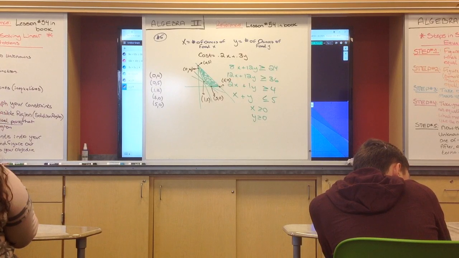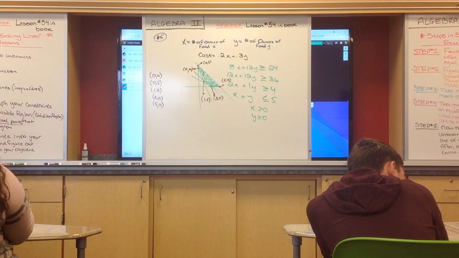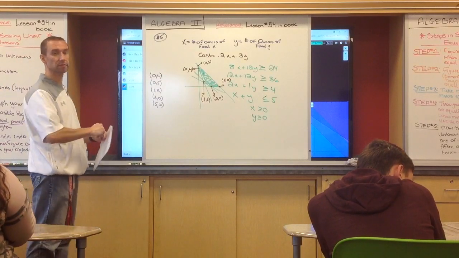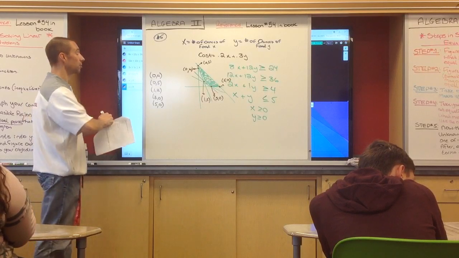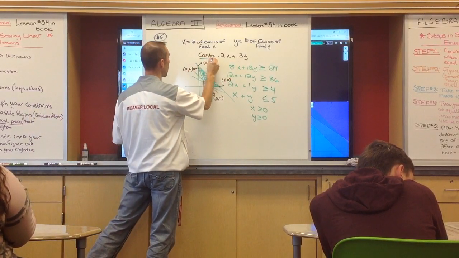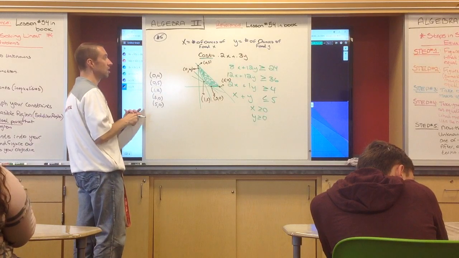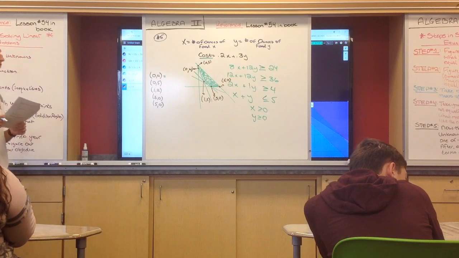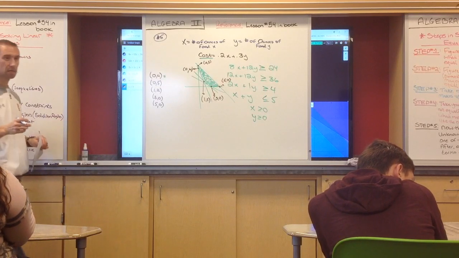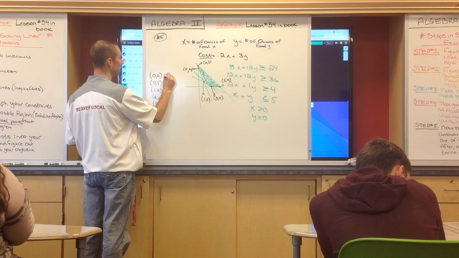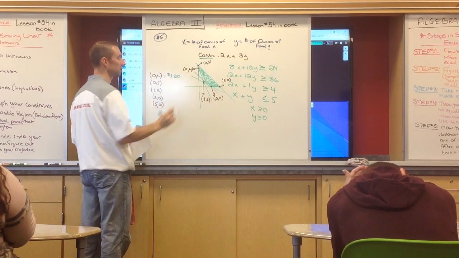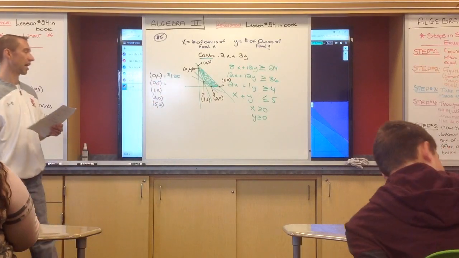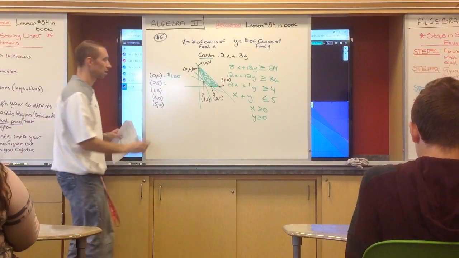Now, we've got to find out which one is cheapest. So, we plug that back into what? Plug it back into your cost. To find the cheapest cost, we must plug it into a cost function. So how much does it cost for 0 ounces of X, 4 ounces of Y? Will that blend? $1.20. What about 0 ounces of X, 5 ounces of Y? $1.50.